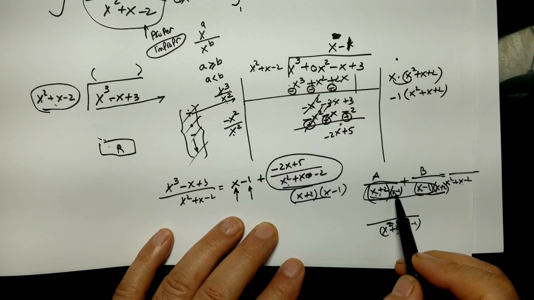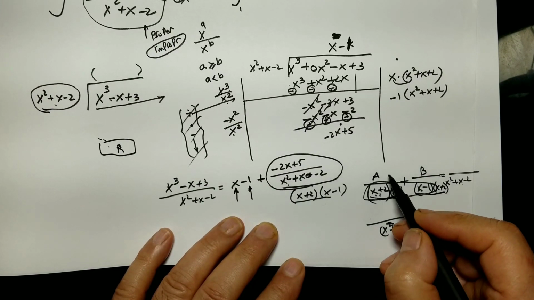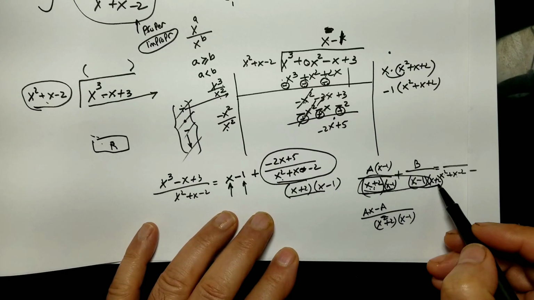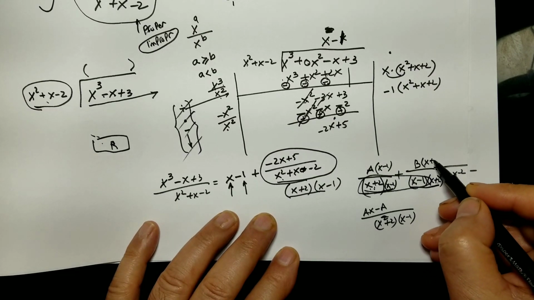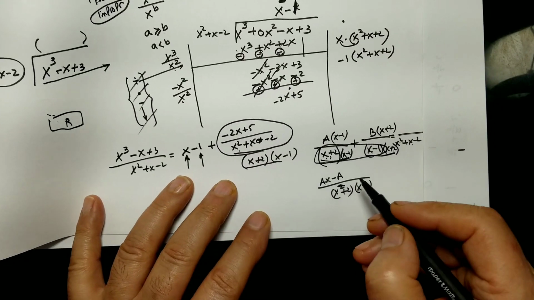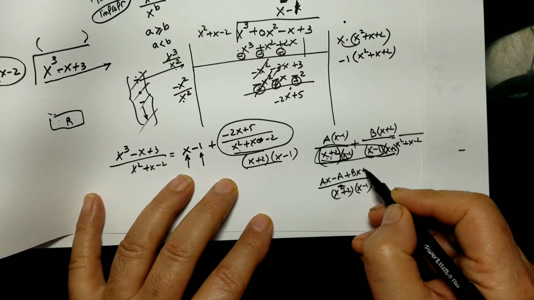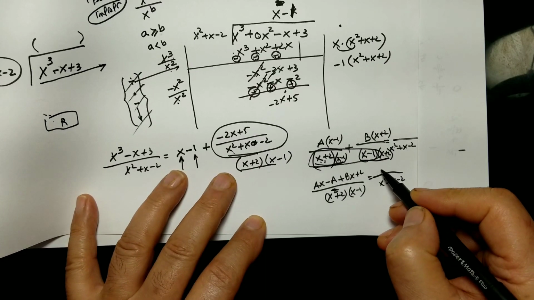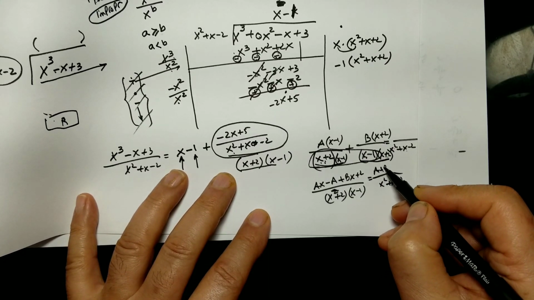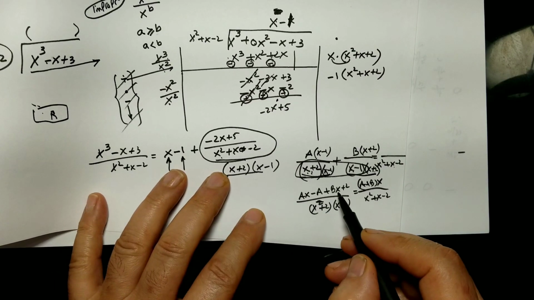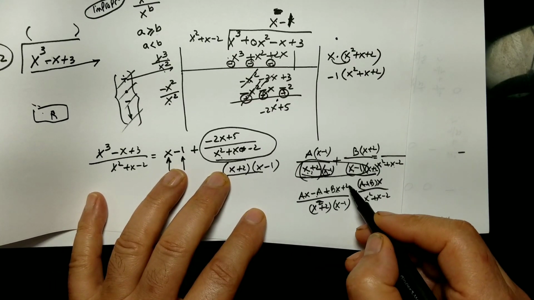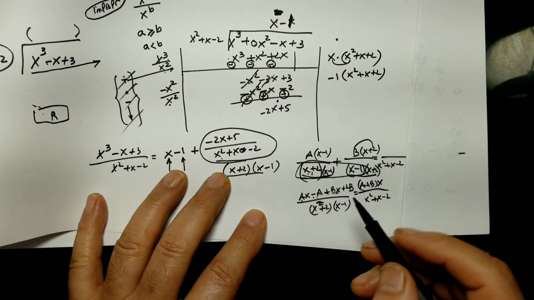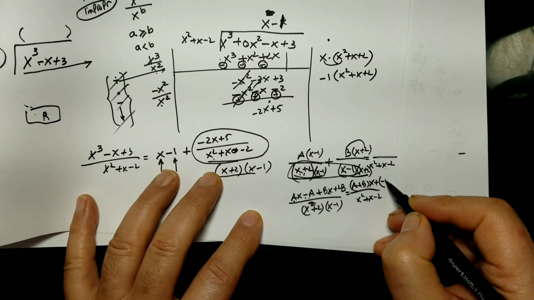Because you multiply this bottom by x minus 1, you have to multiply the top by x minus 1, which is Ax minus A. Because you multiply the bottom by x plus 2, you have to multiply the top by x plus 2, and that becomes Bx plus 2B. And that's equal to x squared plus x minus 2. And the top is A plus B times x, and this one is 2B.